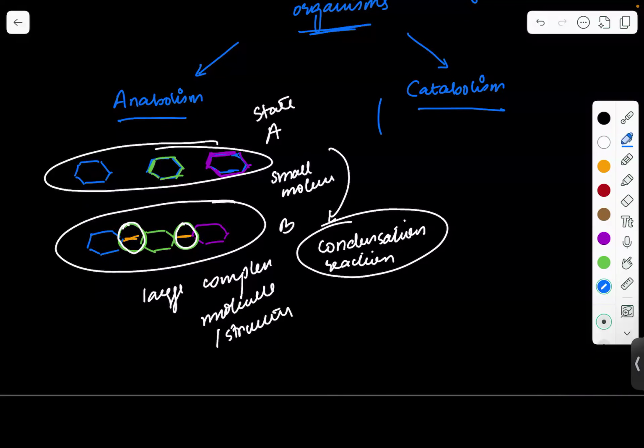Catabolism on the other side, so that's anabolism. Catabolism on the other side is, yes, condensation reaction is the one that releases water as a byproduct. Yes, but I want to get to that when I draw the chemical structures.